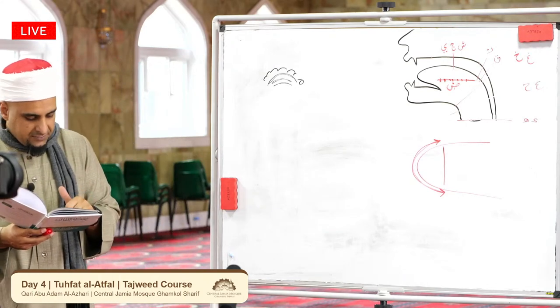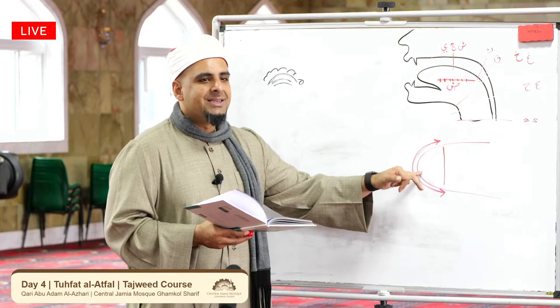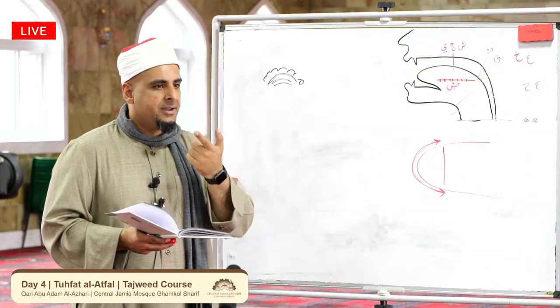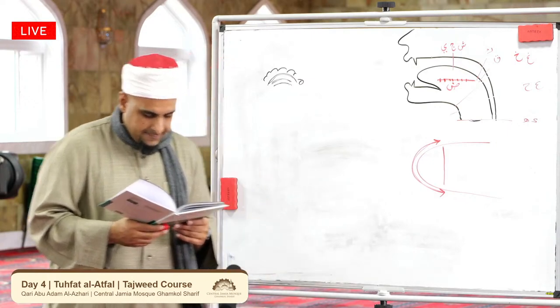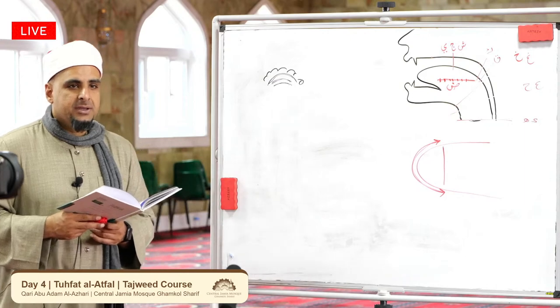So adna hafat, you can see the diagram there. That's where letter lam comes from. La, la. The whole semicircle, the front end, is touching. And where is it touching? The gums of the upper teeth.